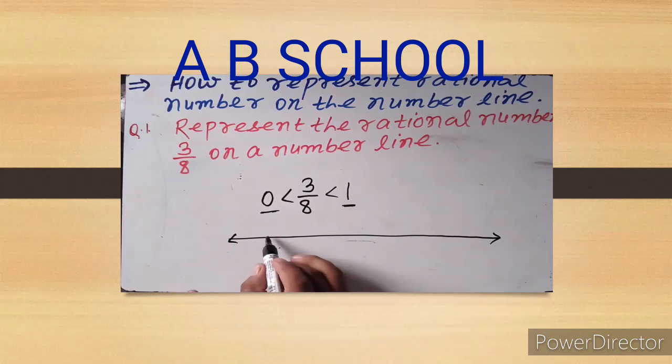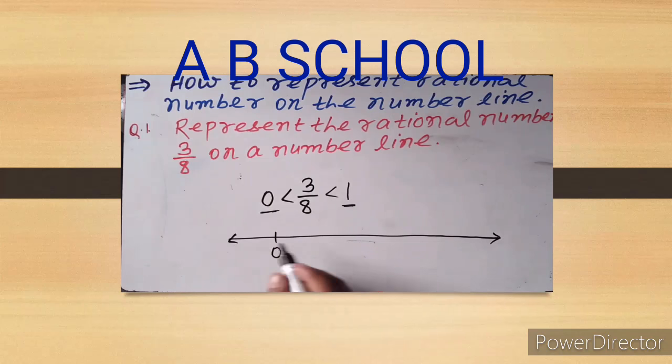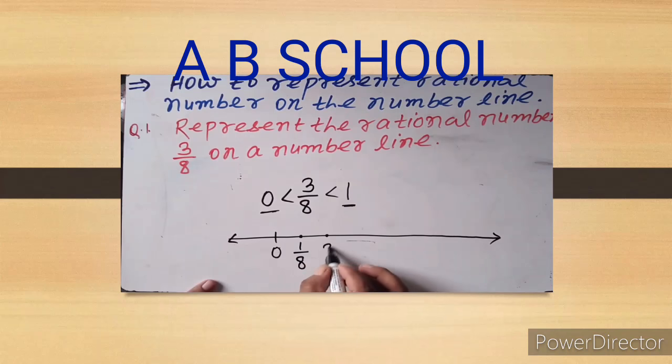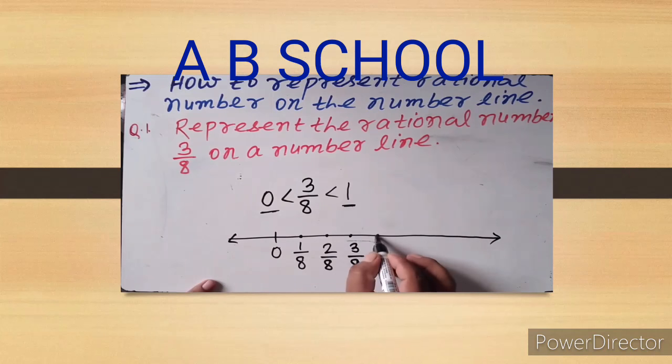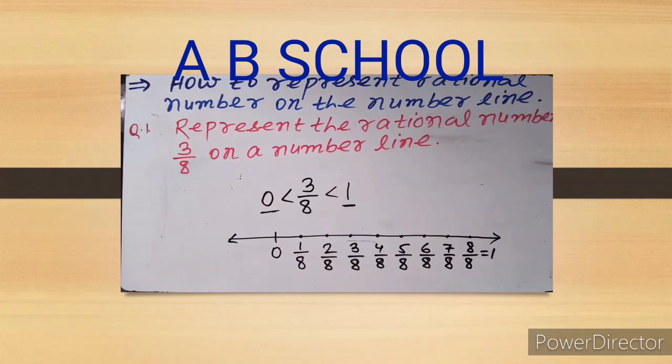So you can see, you will draw a number line like this, and you will take over here 0. Over here you will start from here: this is 0 by 8, this is 1 by 8, this is 2 by 8, 3 by 8, this is 4 by 8, 5 by 8, 6 by 8, 7 by 8, and this one 8 by 8, which is equal to 1.